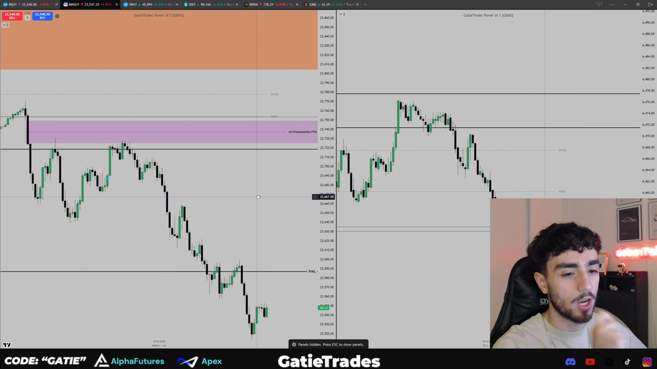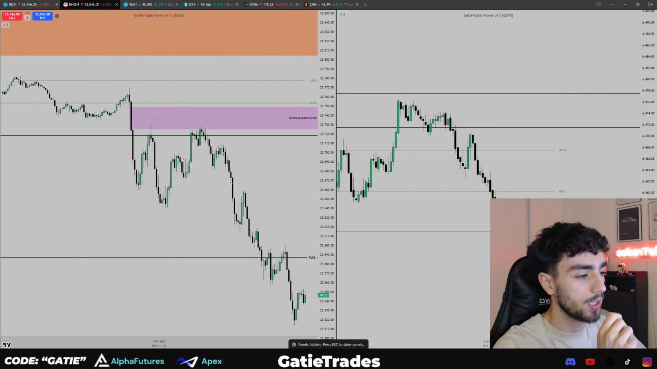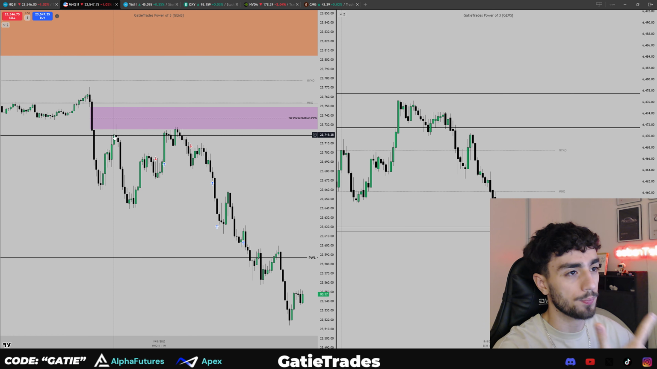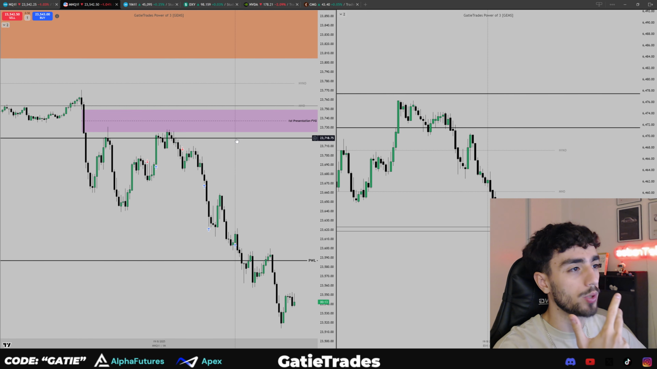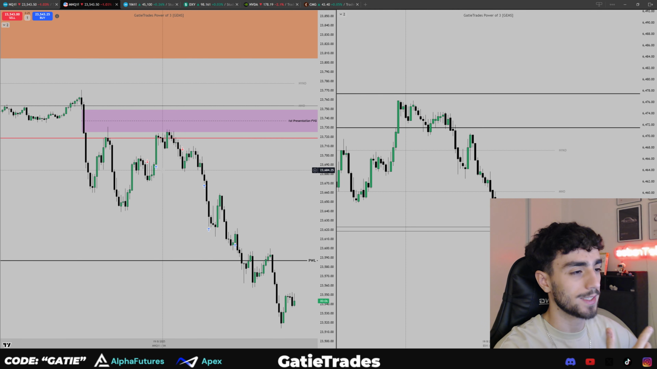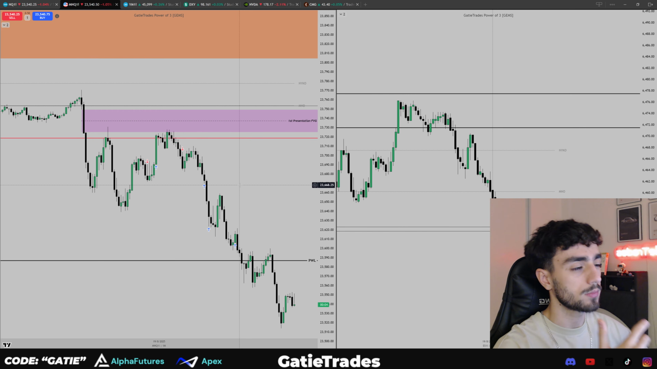Now, let's talk about the confluences that made this trade very high probability. One, first presentation. Two, the minor buy side being swept. Three, closing below previous day's low. This red line is previous day's low. The fact we are below it is a good signature that we're going to run lower.